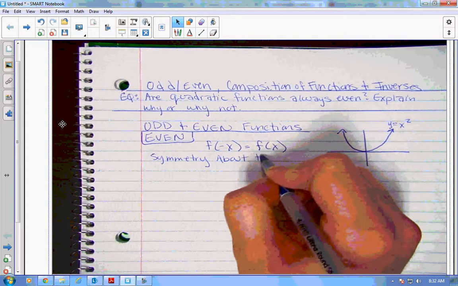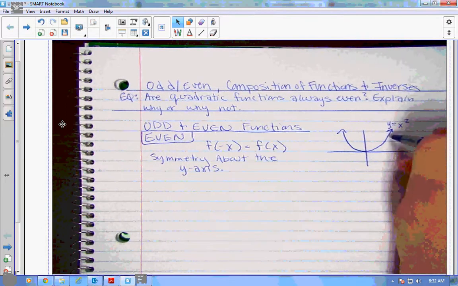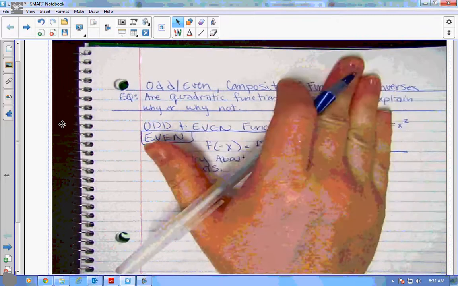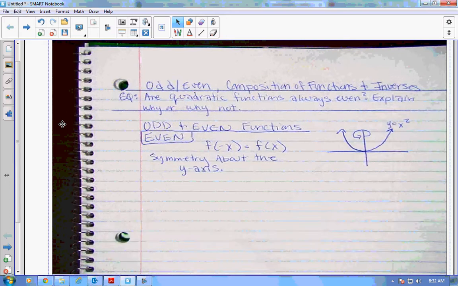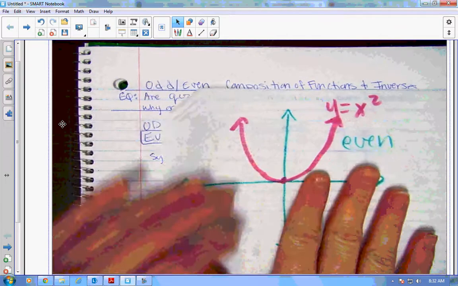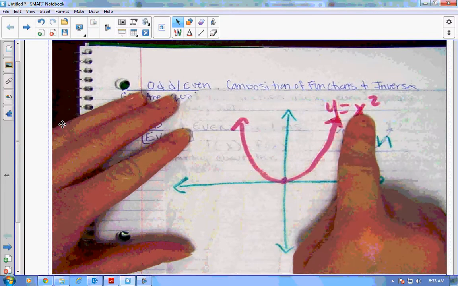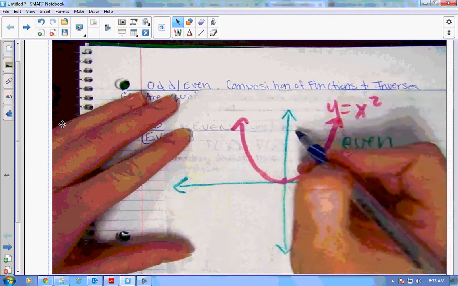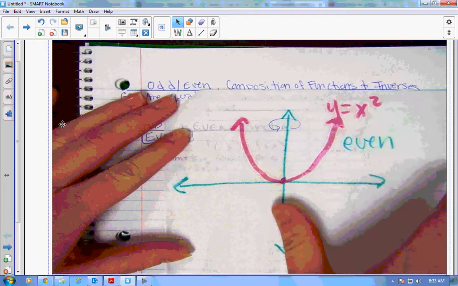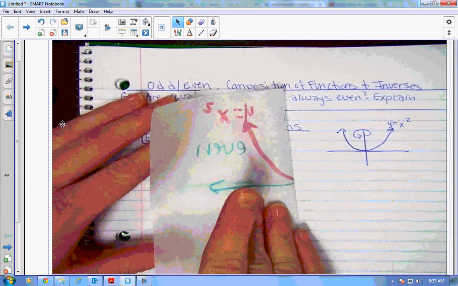About the y-axis, because I can fold the graph in half about the y-axis, and it will match itself. Here's another example of an even function. Any x I plug in here will be squared, so it will always be positive, so you'll always get the original function back. And if I fold this right in half around the y-axis, you can see that it's going to match itself. Okay, that's an example of an even function.